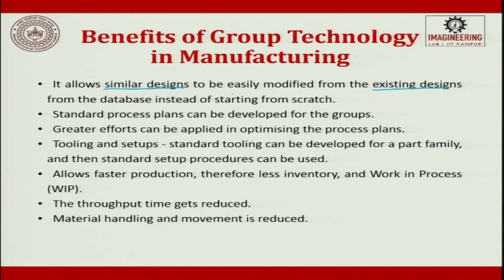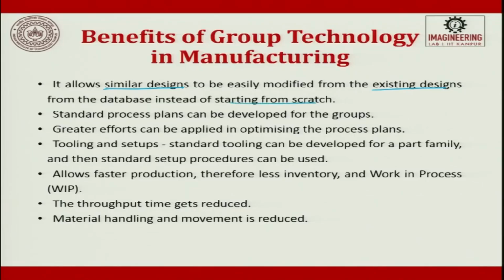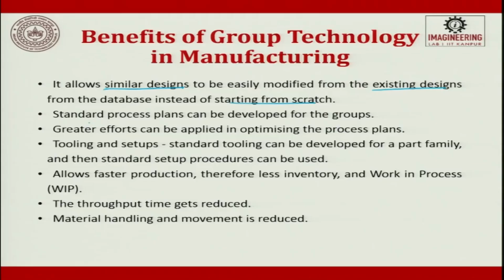So, it allows similar design to be easily modified from the existing design. There is a lot of data, and you are trying to group common data into one family. From the database, instead of starting from scratch, as I told you in the example, when a new part or a new plant comes inside, how do you classify them and how do you talk about their characteristics? A standard process plan can be developed from the grouping. After grouping them, I can have a strategy such that these are the processes which are to be used if the data is like that.